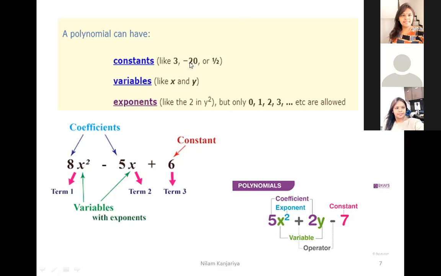Look at the constant: it may be any positive, negative, or rational number. Variables can be x, y, z, anything. The exponent must be taken from 0, 1, 2, 3.